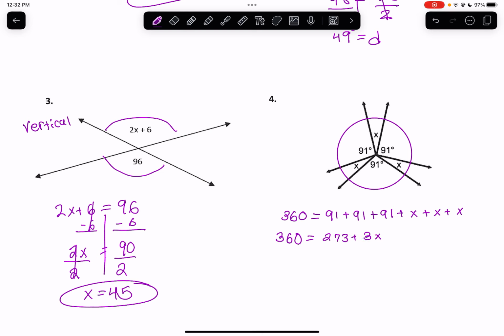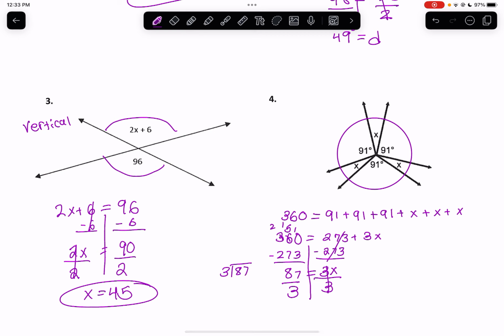Now I have a two-step equation. Subtract first. So we get 3x equals 87. Divide both sides by 3. So we get x is equal to 29.